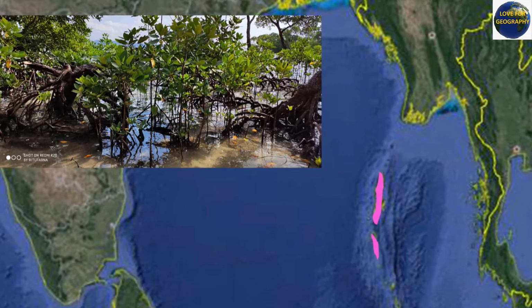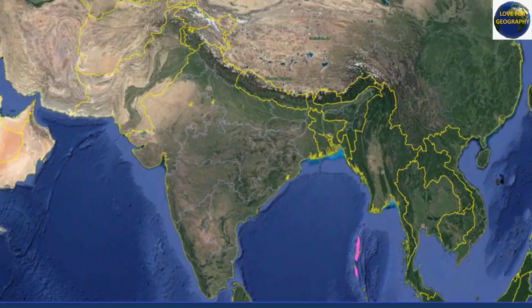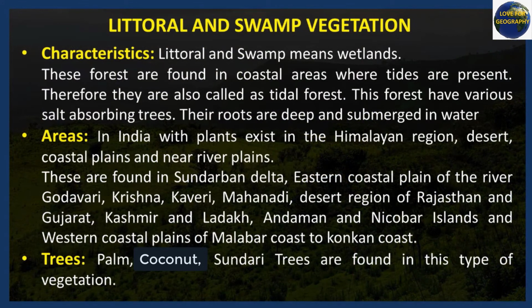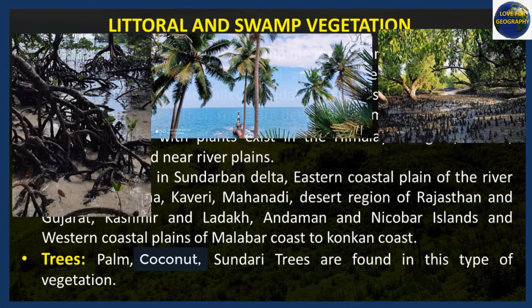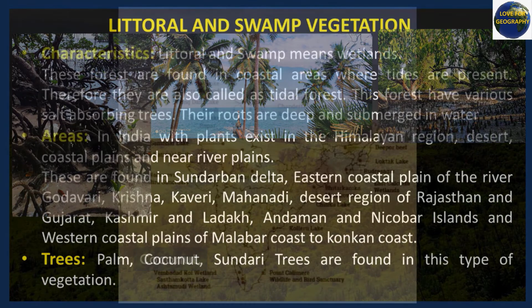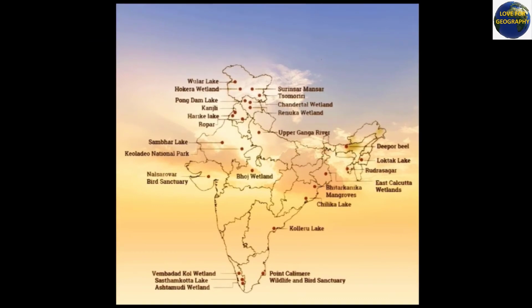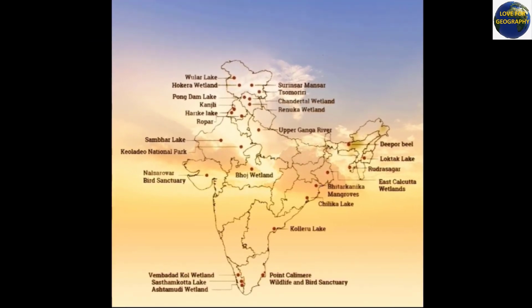Please remember one thing, mangroves grow along the coast in the salty or marshy land, especially in the tidal creeks, mud flats and estuaries. These forests have various salt absorbing trees. Their roots are deep and submerged in water. Palm, coconut, sundari are the main trees found in this type of vegetation. Wetlands provide habitat for animals and plants and support a wide diversity of life.